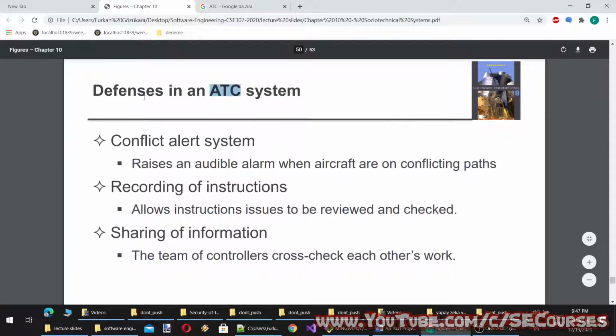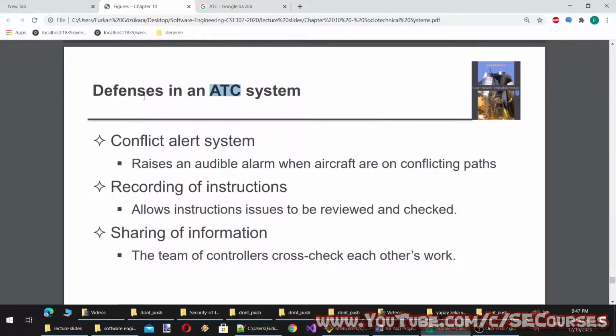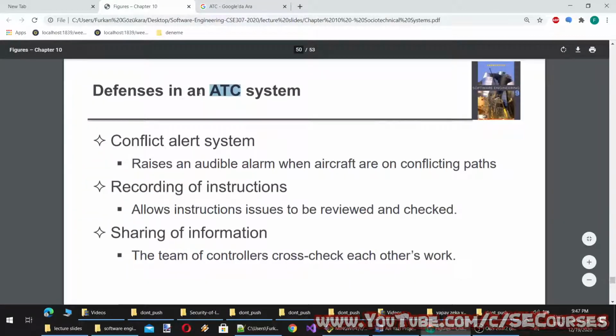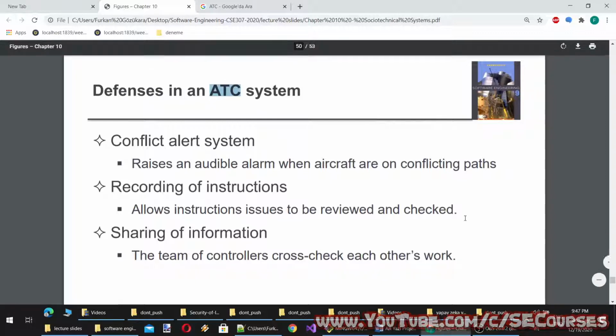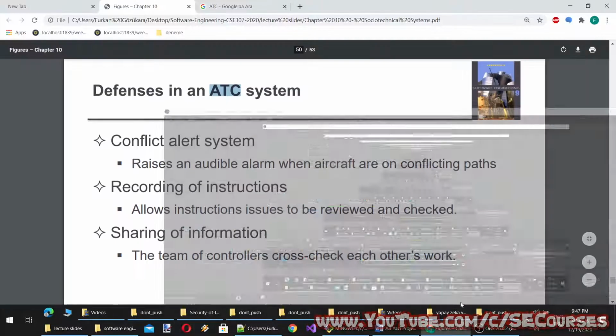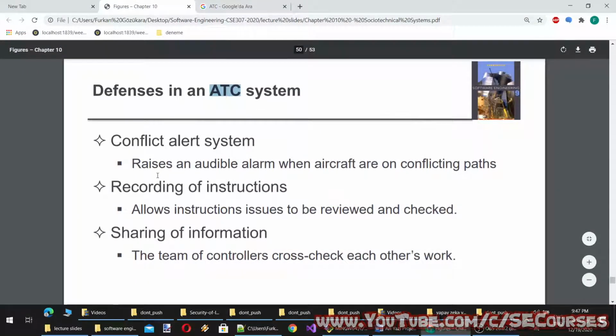Okay. So in an air traffic control system, there are multiple defenses. What are they? Conflict alert system. If aircrafts are on conflicting paths, an audible alarm goes off. So the operator gets warned about that with a physical alarm.